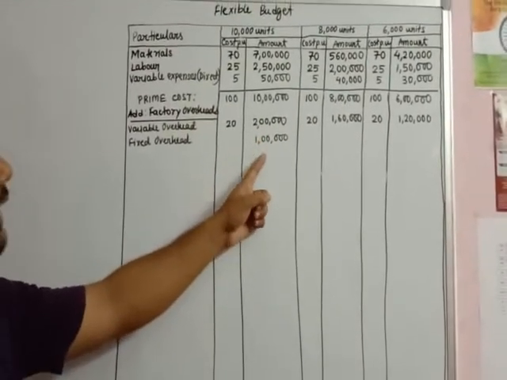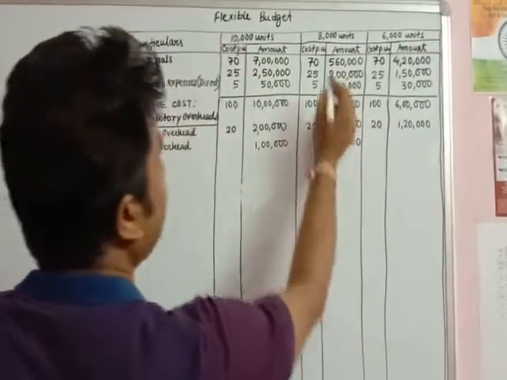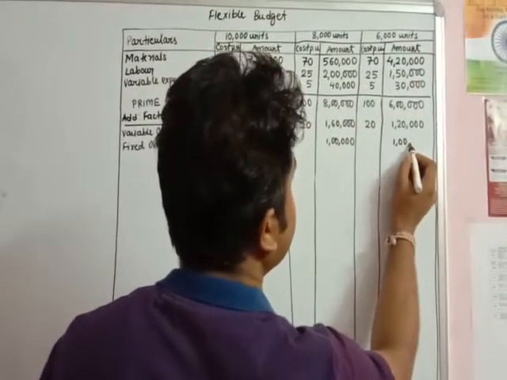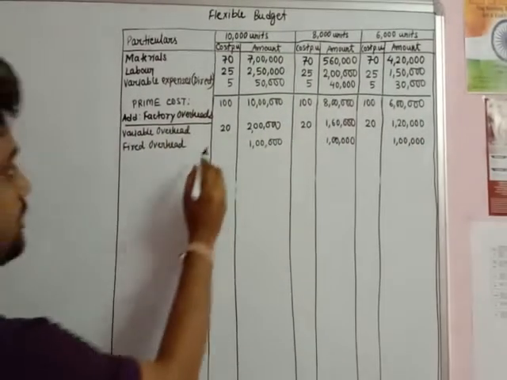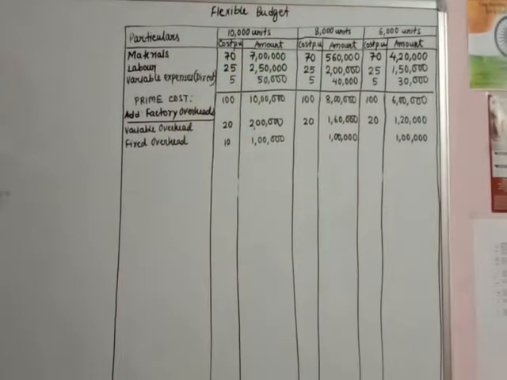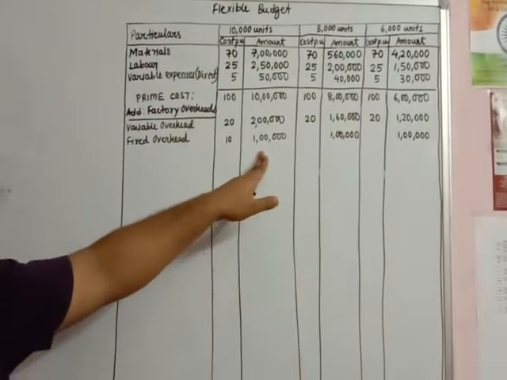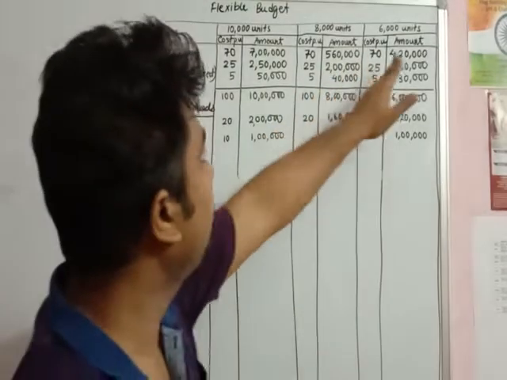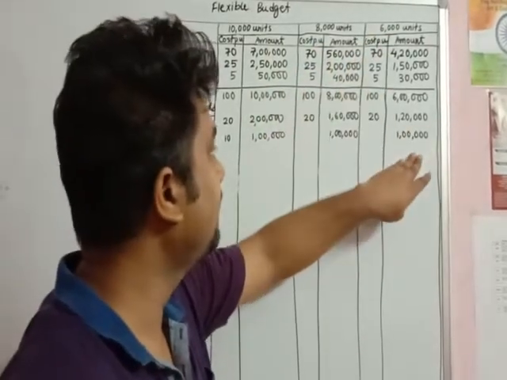Now it is given in the question that the amount of fixed overhead is rupees 1 lakh. So it will remain 1 lakh at 10,000, 1 lakh at 8,000, and 1 lakh at 6,000 units. Okay. So now the cost per unit at 10,000 units level of production is rupees 10, and it has come up to be rupees 1 lakh. This 1 lakh remains constant at different levels of production. Say at 8,000 also it is the same, at 6,000 also it is the same.